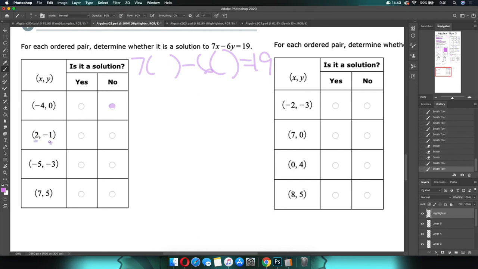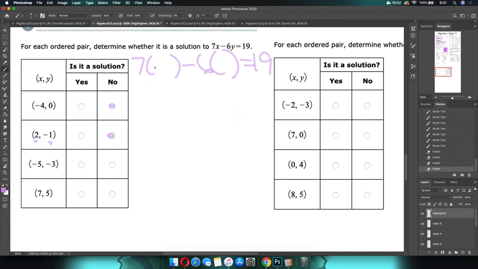All right, so what do they give us? 2 and 1, so we're going to put in 2 and our negative 1. 7 times 2 is 14. Double negative is a positive. 6 times 1 is 6. And so 14 plus 6, that's 20. Does that equal 19? No. Next.